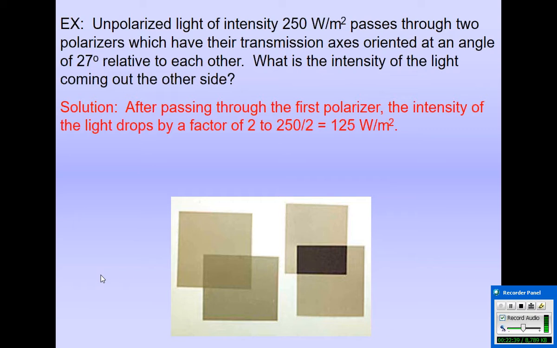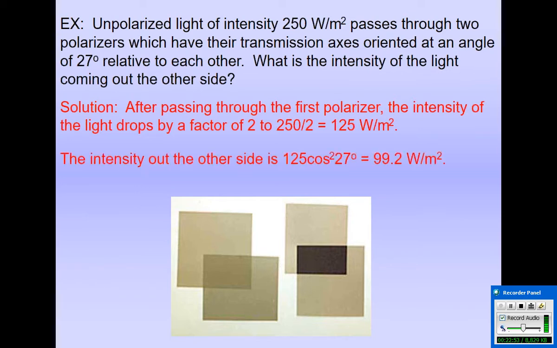That is automatic. But now we have polarized light entering the second polarizer, and the angle between this now polarized light and the second polarizer is 27 degrees. So we do the incoming light for the second polarizer, which is 125 watts per square meter, times cosine squared of 27 degrees. And I calculated that to be 99.2 watts per square meter, still fairly bright.